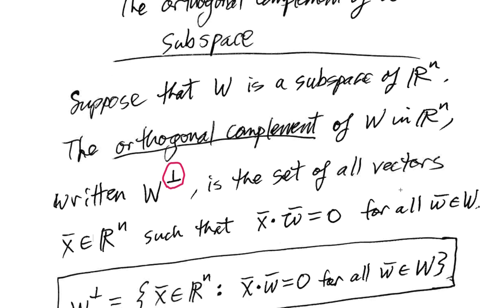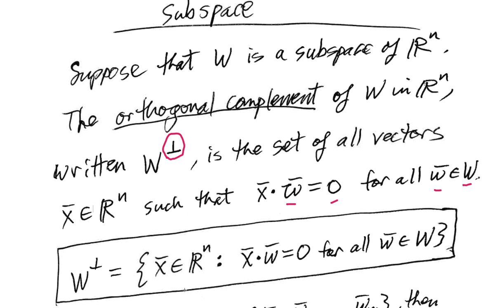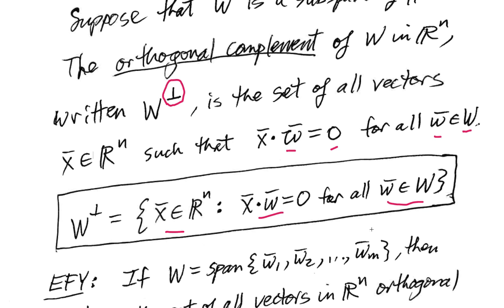of all vectors in R to the n such that x bar dotted with w bar is equal to 0 for all w bar in the subspace W. In other words, it's the set of all vectors which are orthogonal to every vector in that subspace W. So it's a set of all vectors that are orthogonal to every single vector in W. So that's what we have. I've sort of written it succinctly here. Okay, there it is.